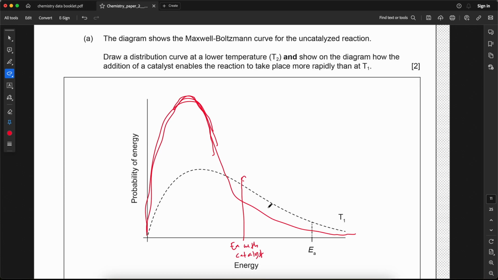This part has a larger proportion of molecules with energy bigger than or the same as activation energy, and it has a lot more reactants that can successfully overcome the activation energy when the activation energy is lower because of the catalyst. And this one is higher temperature, it is always slightly to the right.